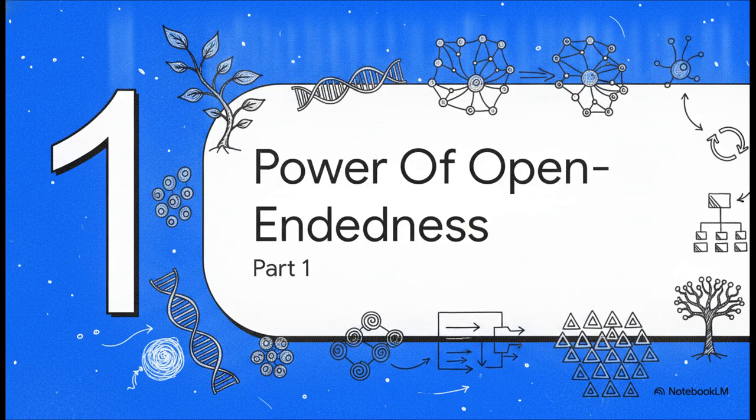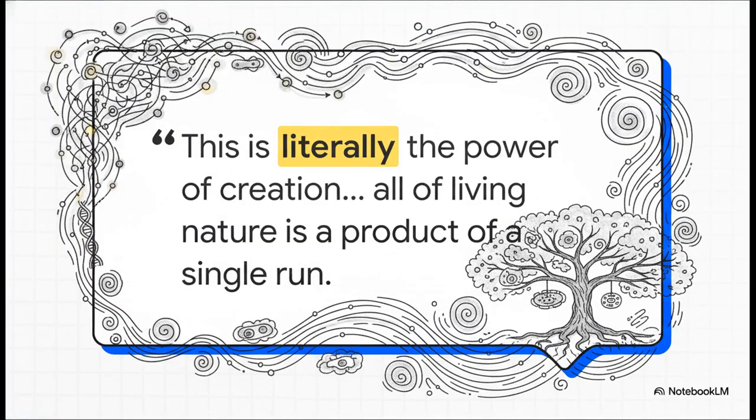Section 1. The power of open-endedness. So let's start with biology. You really have to wonder why nature can endlessly create such complex life from incredibly simple rules, while our computer algorithms, well, they usually just halt after solving one static problem.